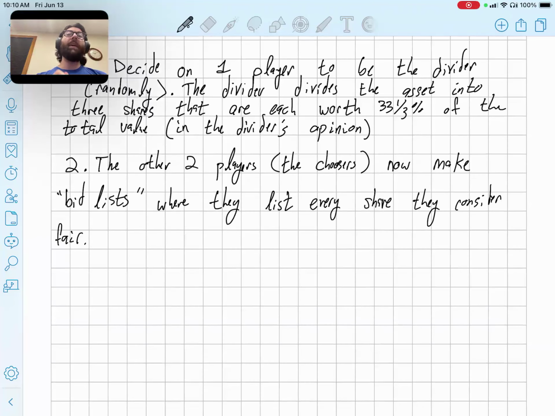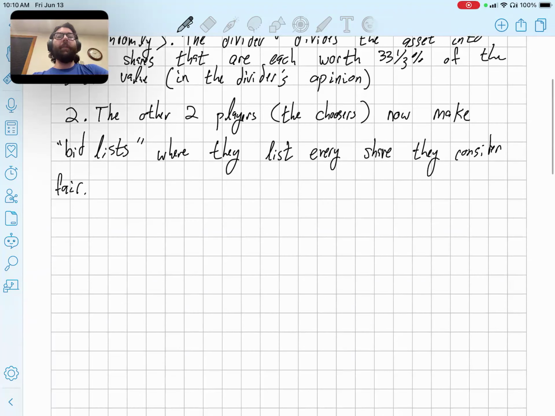Now, an important thing, they can't just pick their favorite share. They have to pick everyone they consider fair. Now, with this method, they might not get their favorite share, but they will get one that they consider to be at least 33 1/3%. Okay, and so now we have 2 cases depending on what happens.